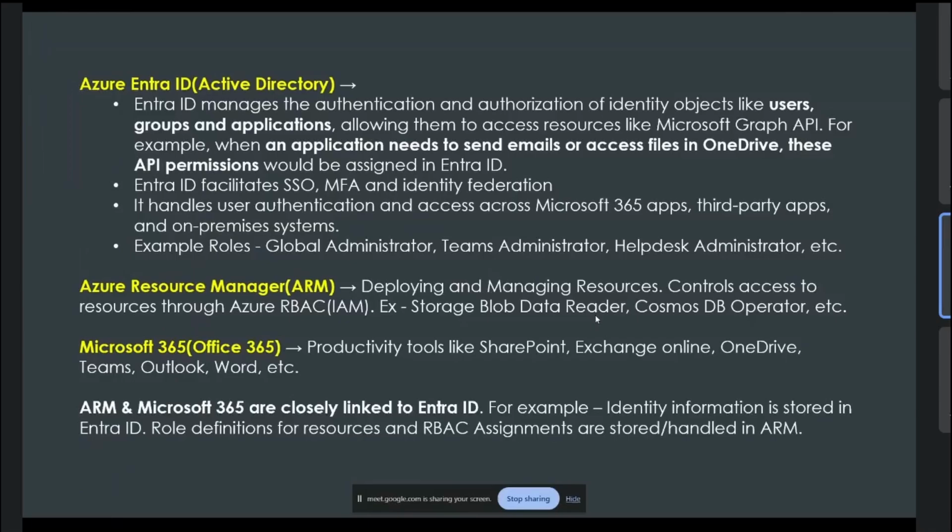I would mention that ARM and Microsoft 365 are linked to Entra ID. In Azure RBAC, we can define which user or application has which role on which particular resource. As I mentioned, this particular application has the Storage Blob Data Reader role on this particular storage account. We can define this within ARM. So the identification of this application is handled by Entra ID, but the authorization to access the resource itself is controlled through Azure RBAC, or the IAM.